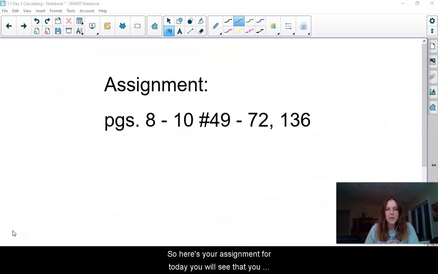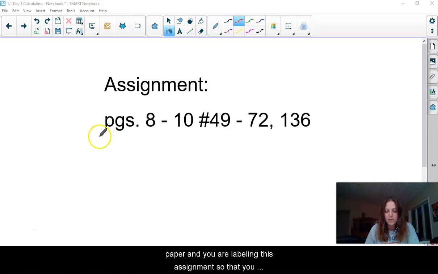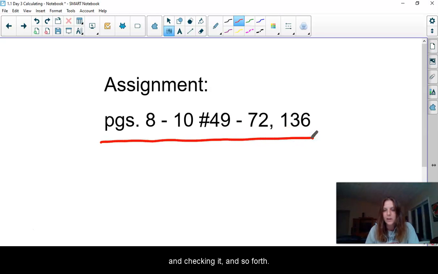So here's your assignment for today. You will see that you are doing pages 8 through 10, number 49 through 72, and question 136. So make sure you are putting these on your own piece of paper and you are labeling this assignment so that you know what it is when you are entering it in and checking it and so forth. Also put your name on your paper. It's a good idea to do so.